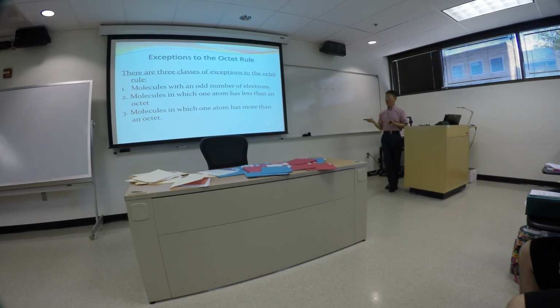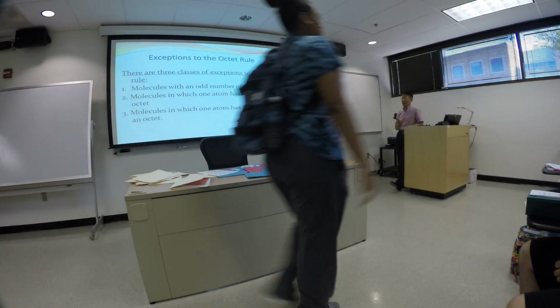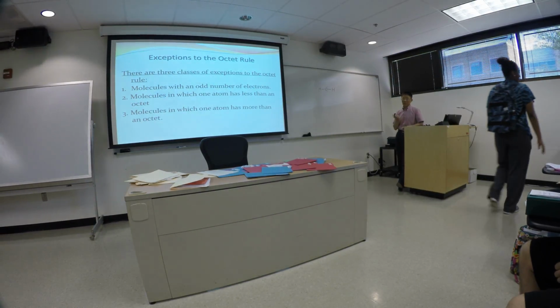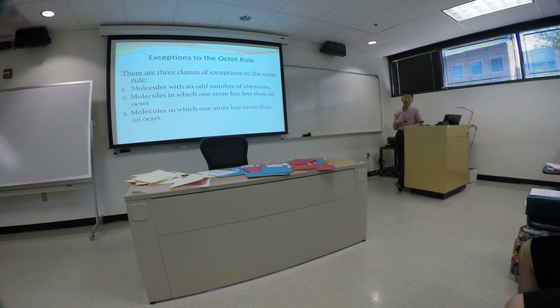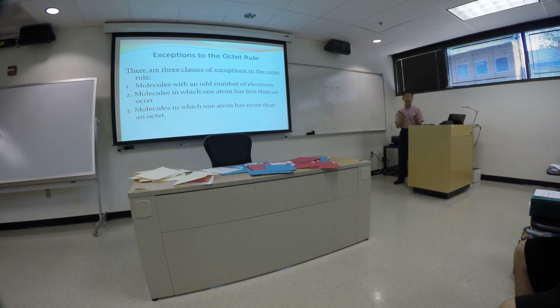And then another situation is when you end up with an odd total number of valence electrons. When you end up with an odd number, then we end up with free radicals. So these are the 3 exceptions. These are the only 3 exceptions to the octet rule. And pretty much everything else, when you try to draw a Lewis structure, will follow the octet rule.